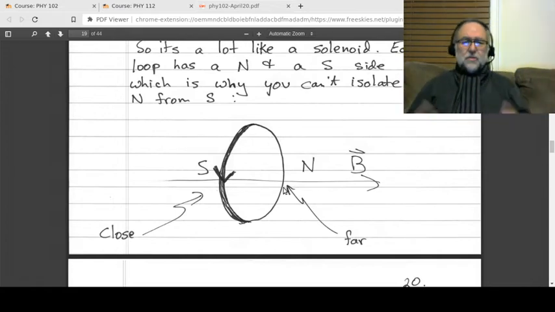Like an electrical substance. There's no such thing as a magnetic substance. All they are is two different sides of the circulating current. Okay, so there you go.